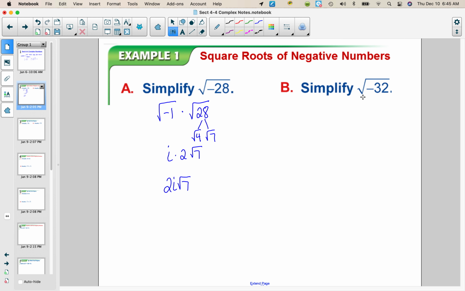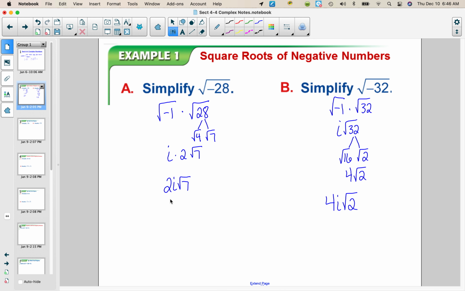Over here, I'm going to start by thinking of this as the square root of -1 times the square root of 32. So I know it's going to be i root 32, but I have to simplify this. So you're looking for the largest perfect square that goes into 32, and that would be 16. The square root of 16 is 4, so it's 4 root 2, and then don't forget we have to multiply by the i, so I get 4i root 2.